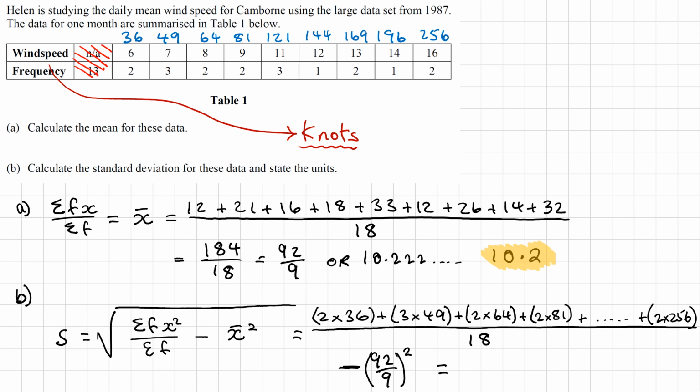Now that does give us an exact value of root 815 over 9. Now if I press my SD button and see what that gives me, I got 3.17202. Let's go for 3 significant figures. So we've got 3.17, and it does ask for the units, so we'll put knots at the end of that.